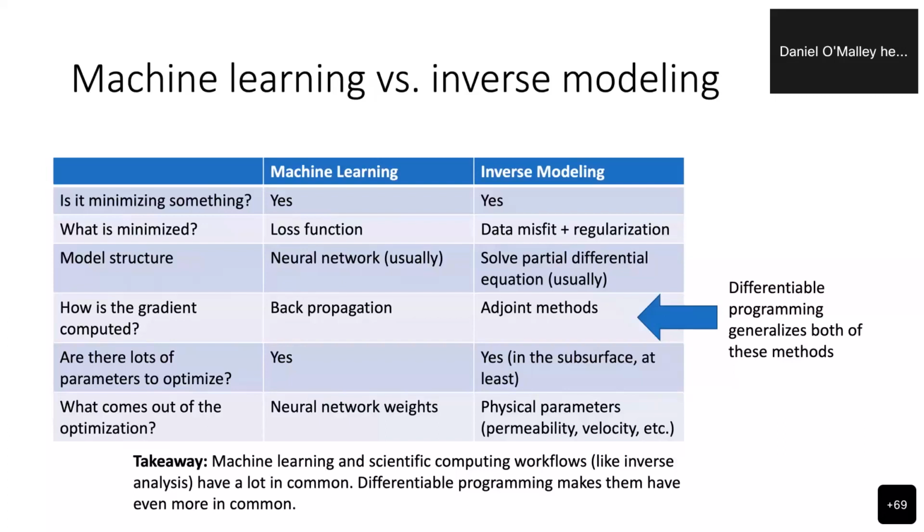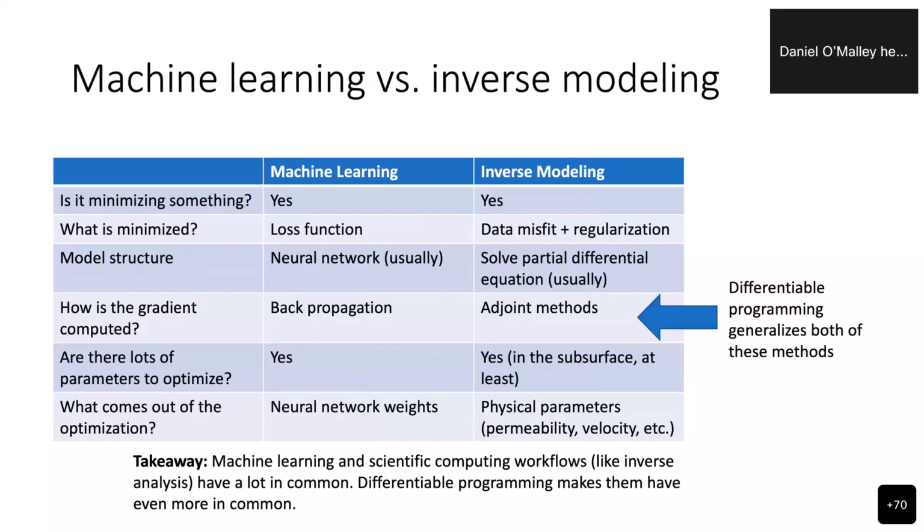And what comes out of the optimization for the machine learning people is neural network weights. And for the inverse modeling world, it's physical parameters. For instance, in subsurface flow, it might be permeability. If you're doing seismic, it might be some velocity. But I guess the key thing is that in machine learning they've computed the gradient with the backpropagation method traditionally, and we've been computing gradients using adjoint methods in physics modeling.